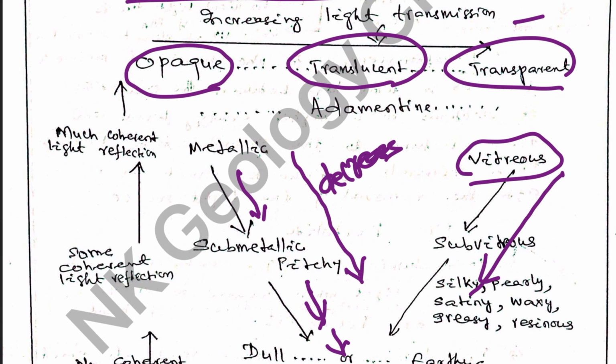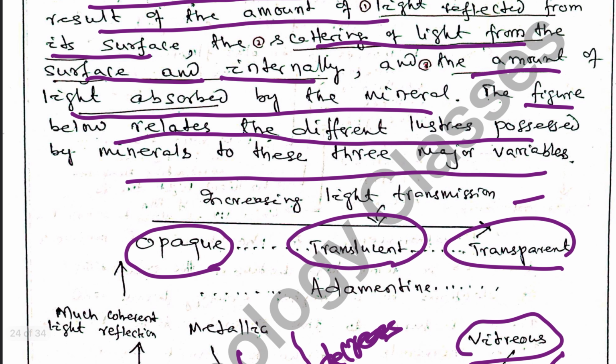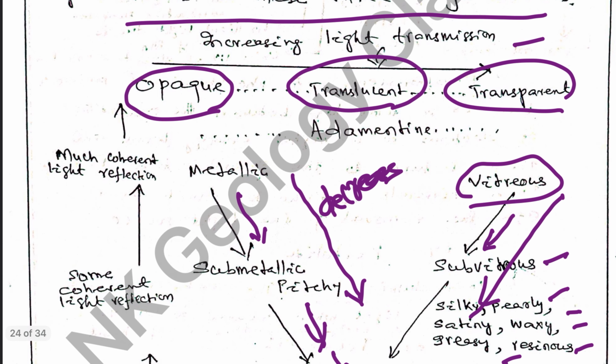Vitreous is the luster of broken glass. To a lesser extent, there is subvitreous, and this light reflection capacity will be described as silky or pearly, satiny, waxy, or greasy, resinous, depending upon the scattering of light, depending upon the light that is being absorbed, depending upon the light that is being reflected.